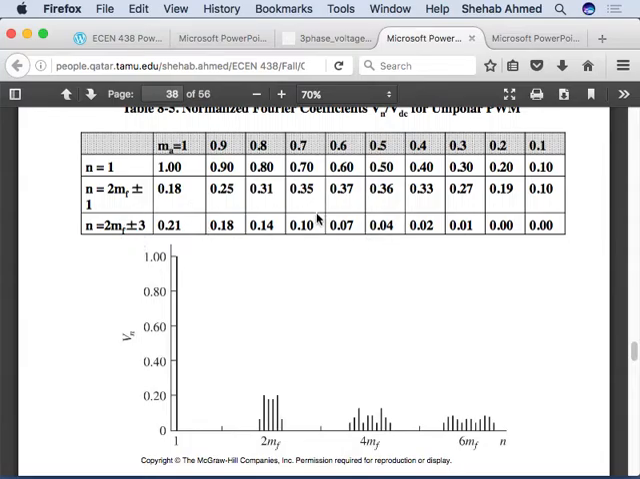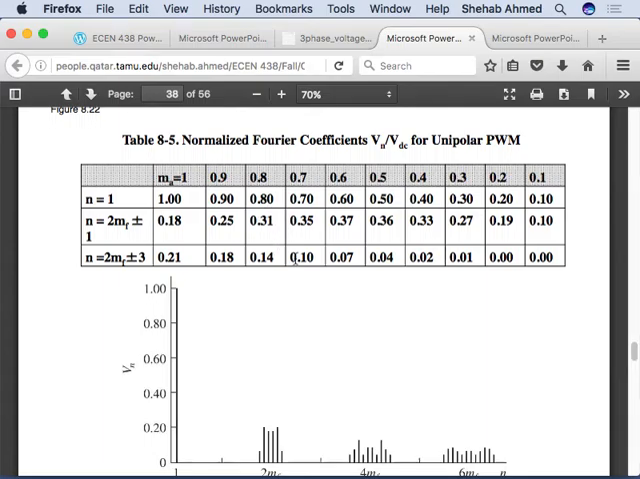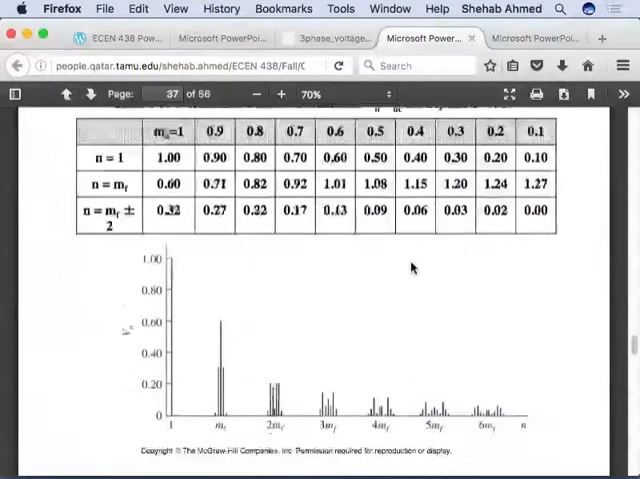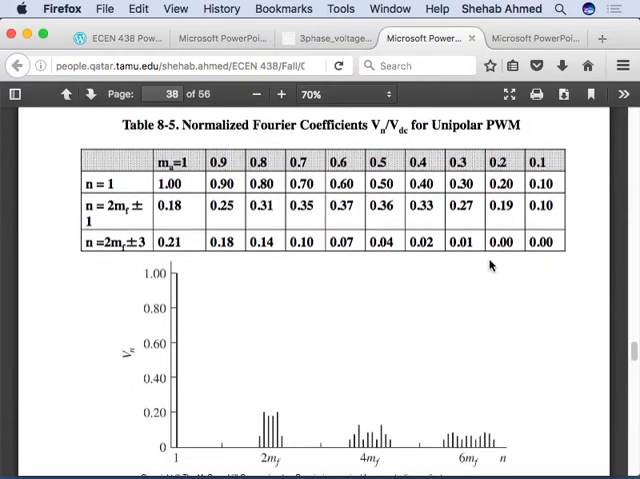Is this table clear? Where did we get this table from? Basically this equation for the bipolar, and there's a similar one for the unipolar in the textbook. And that's where they got the unipolar table. What do you notice? You notice that here this is 1, and then if I decrease the modulation index, my fundamental decreases linearly proportional. Right? We said that if I'm operating such that the peak of my modulating sine wave is less than or equal to the peak of my triangular waveform, I'm operating in a linear region.